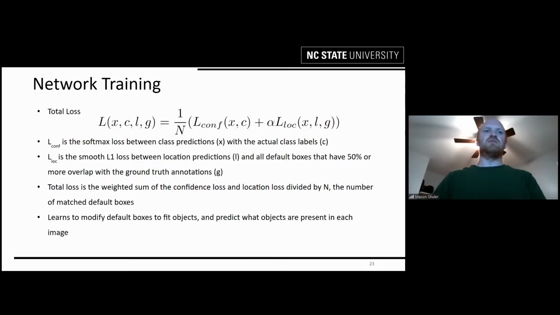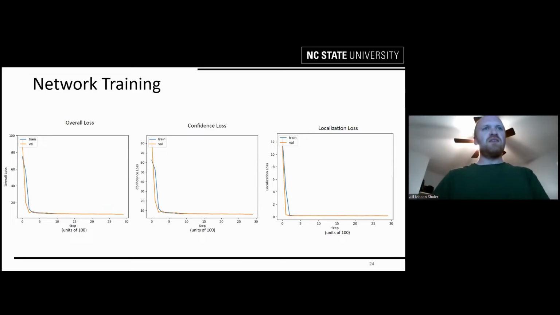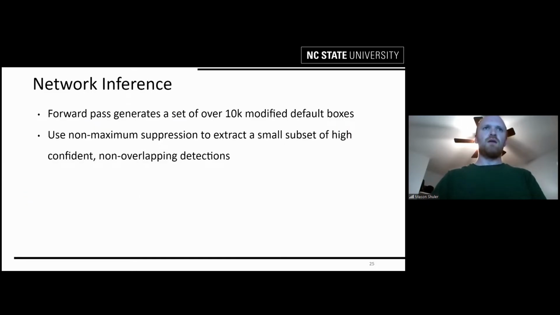This allows the network to learn to modify default boxes to fit objects and predict what objects are present in each image. Here you can see the overall confidence and localization losses, which shows that our network is properly trying to reduce the loss. After training, at inference time, we generate a set of over 10,000 modified default boxes during the forward pass, and then we use non-maximum suppression to extract a small subset of high confidence, non-overlapping detections.